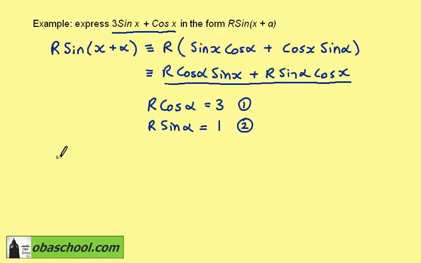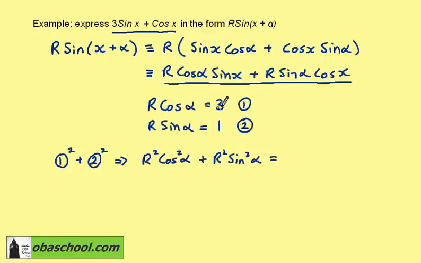There are several ways of solving these simultaneous equations, one of which is to start by doing equation 1 squared plus equation 2 squared. If we do this looking at the left-hand sides, we square this side, so we get r squared times cos squared alpha, and squaring this one gives us r squared times sin squared alpha, and this must be equal to the sum of the right-hand side squared, so 3 squared plus 1 squared.